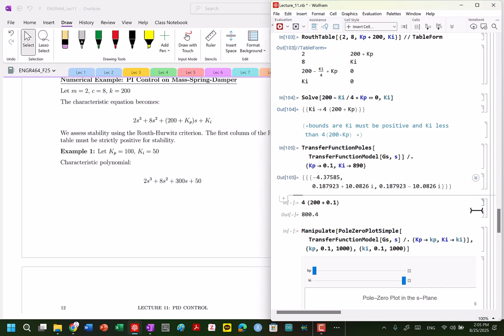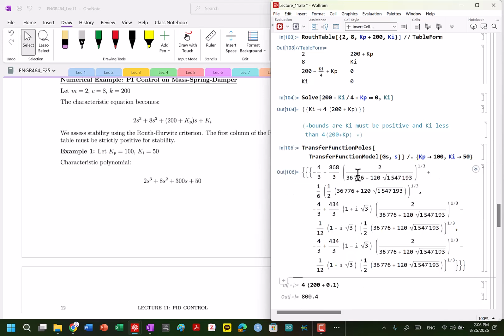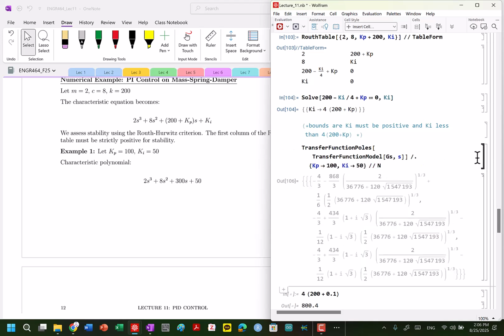So we can actually see this system in action. Let's say we set Kp to 0.1, and let's look at our bounds. Actually, let's let Kp be 100 in this system, and let's say Ki is 50. If we look at our pole locations, oof, that's not nice. Let's look at it numerically.